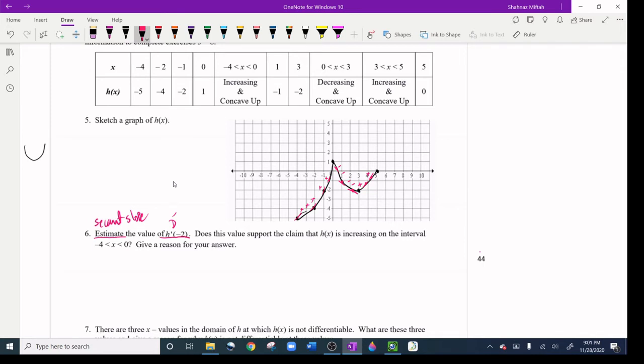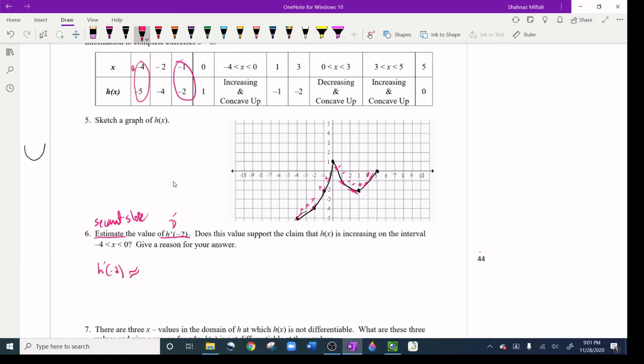So -2 is the x value. Which one is arbitrarily close to this? It's going to be -4, -5, and -1, -2. So these are my arbitrarily close. I can pick those. Or you can also pick -2 and -4, but I'm picking these two ordered pairs. So I'm going to go h prime of -2 approximately.